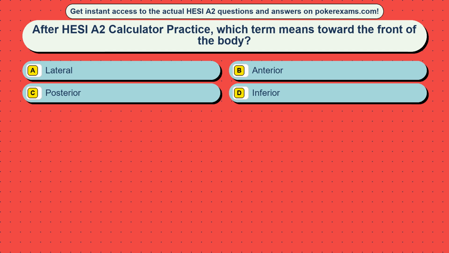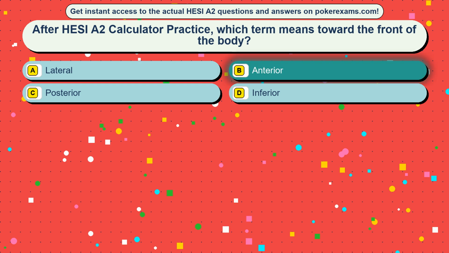Question 36. After HESI A2 Calculator Practice, which term means toward the front of the body? Option A, lateral. Option B, anterior. Option C, posterior. Option D, inferior. The correct answer is option B, anterior.